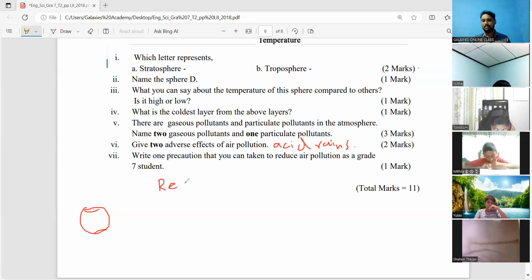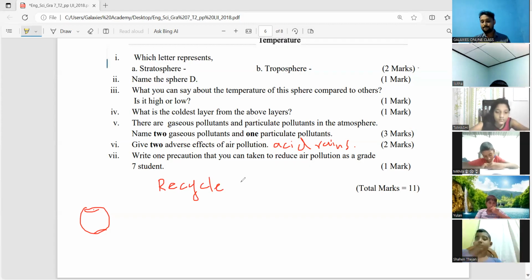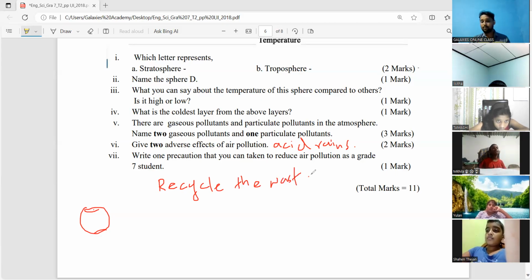Okay. Growing trees. Don't burn polythene. Don't use polythene. Don't burn. Yes. Growing trees. Yes. Protect the forest. Right. Okay. Suitable one precaution you can write. එක precaution එකක් තමයි ලියන්න කියලා කියන්නේ.